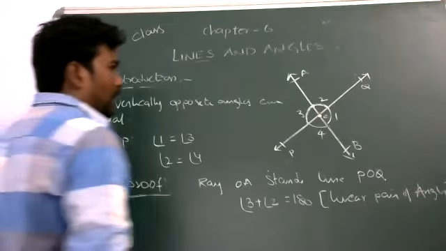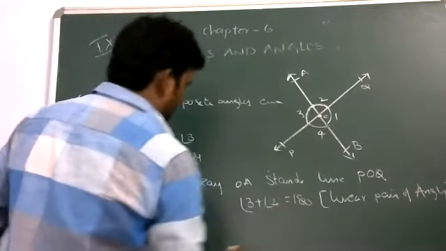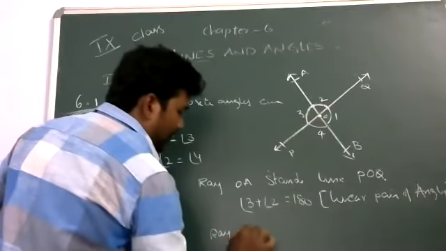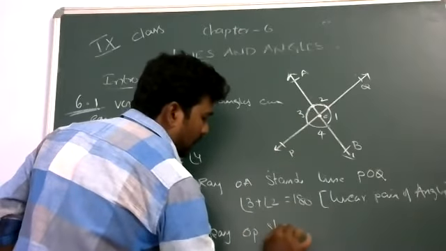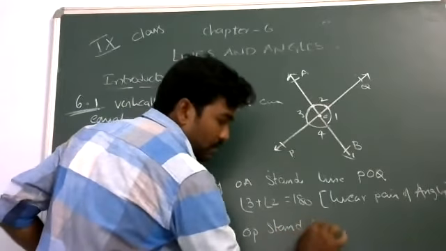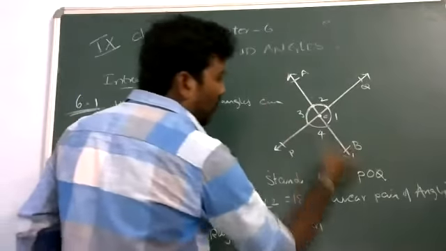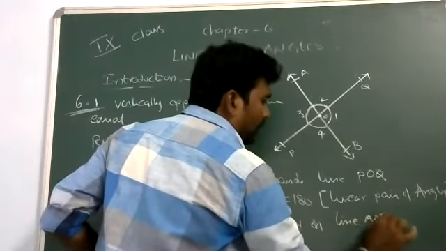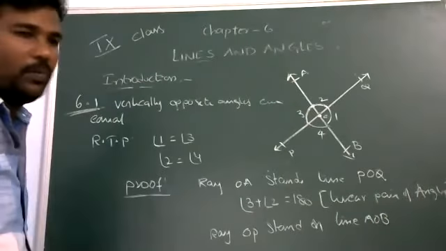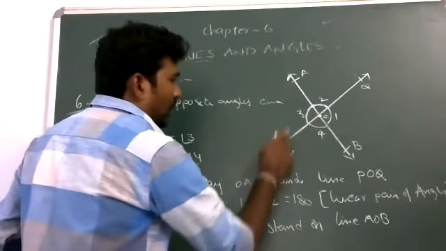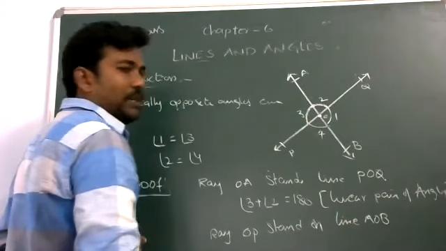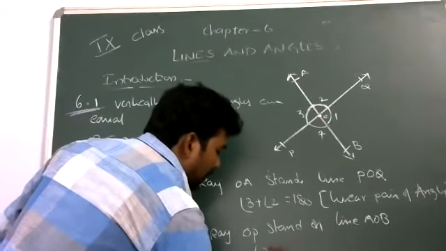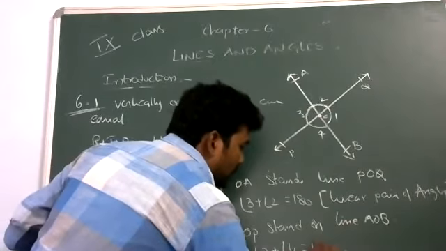Then comes to the angle 3. Similarly, ray OP stands on line AOB. So now angle 3 plus angle 4 equals how much? Angle 3 plus angle 4 is equal to 180 degrees.